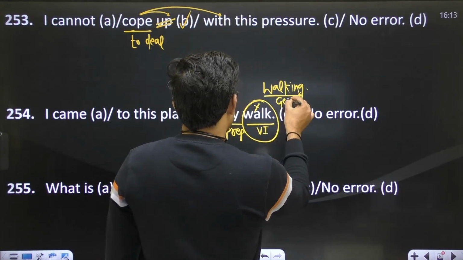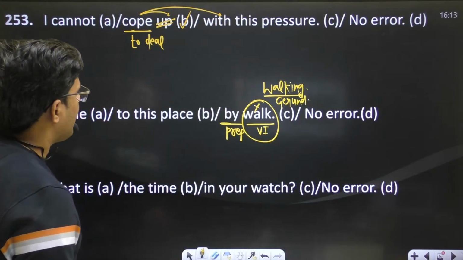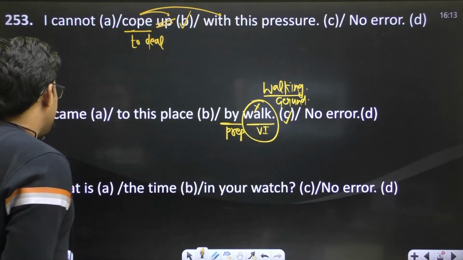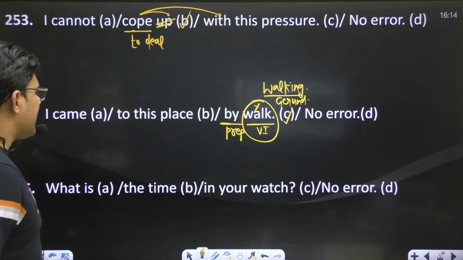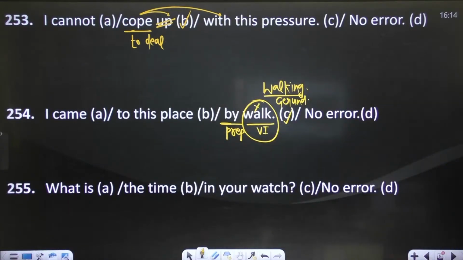As soon as you say, "I came to this place by walking," the sentence will be fine, and you have an error in part C. Next sentence: What is the time in your watch? Yes, tell this sentence.